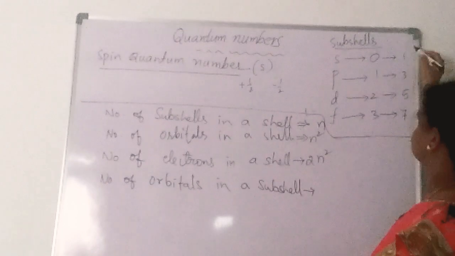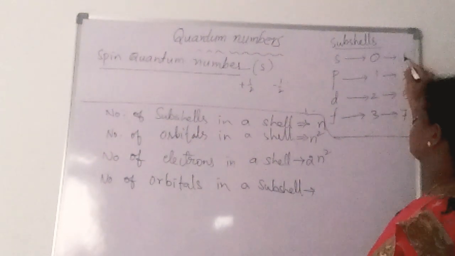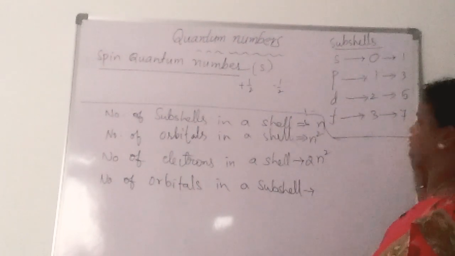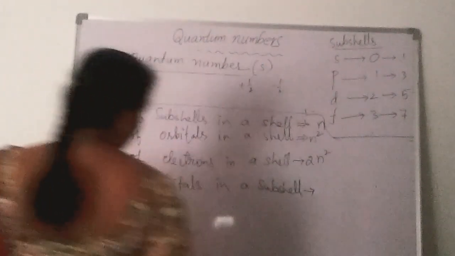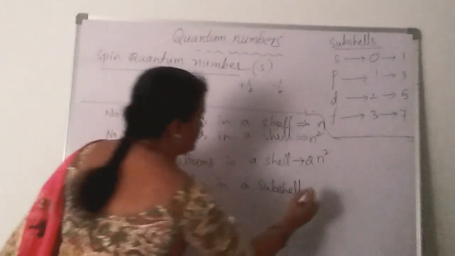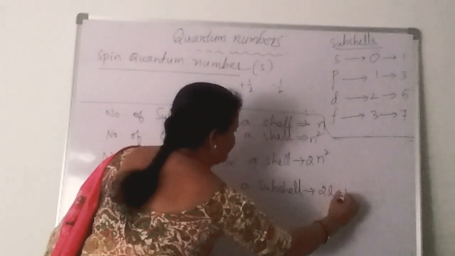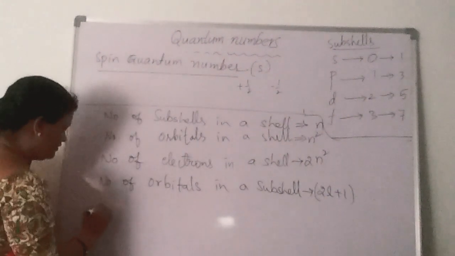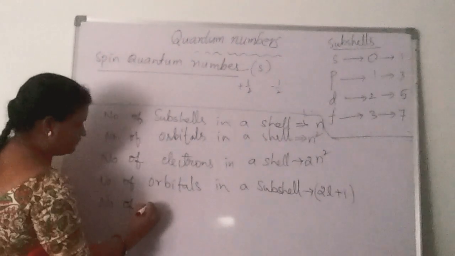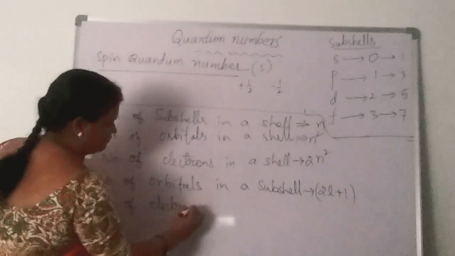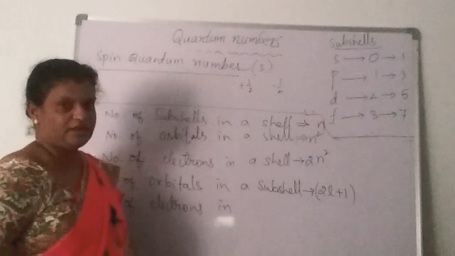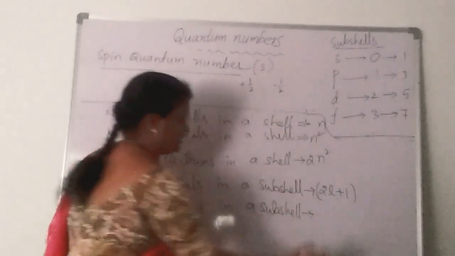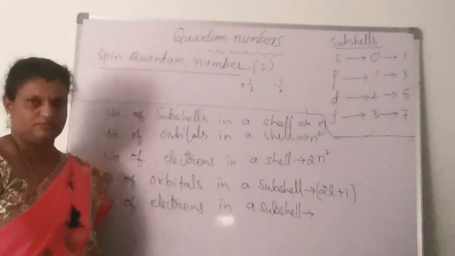Now you see, just simply here: 2 into 0 plus 1, 2 into 1 plus 1, 2 into 2 plus 1, 2 into 3 plus 1. Like that we get this number of orbitals present in a subshell. So we can write simply the formula 2l plus 1. This is the number of orbitals present in a subshell. Same like that, we can write the maximum number of electrons accommodated in a subshell easily, based on the previous formula.